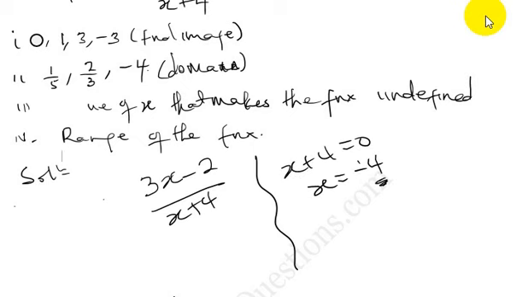-4. So this -4, when I put it where x is, I'll get what? I'll get 0. And 3x minus 2 over 0 is undefined. It doesn't make sense. Like, you can't solve it. So the value for x for which this is undefined is what? -4. It's just simple like that. I hope it's clear.